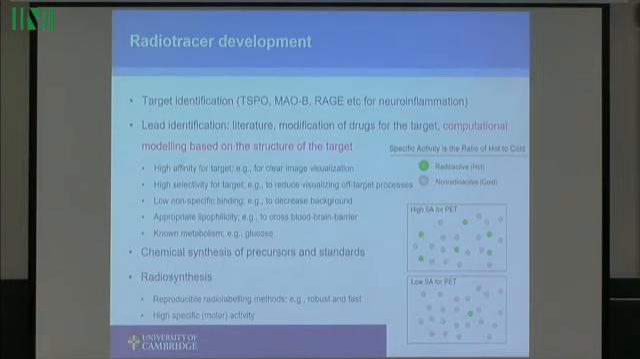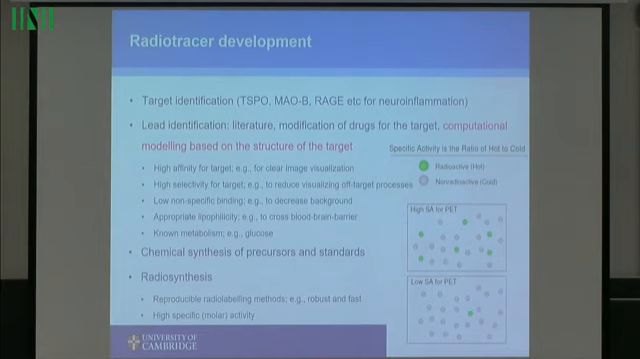Then comes the next step, which is chemical synthesis of precursors and standards. Precursors are the chemical compounds to which your radioactive moiety is attached. So we need to prepare that ahead of time, and we should have standards, which are the non-radioactive version of the compound that we are injecting, so that we can do quality control for our radioactive compound.